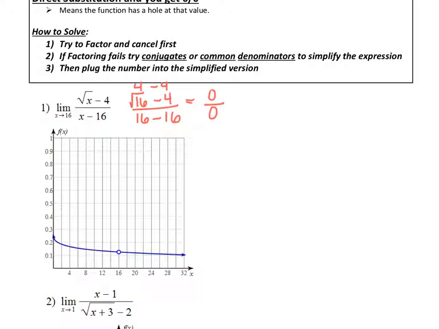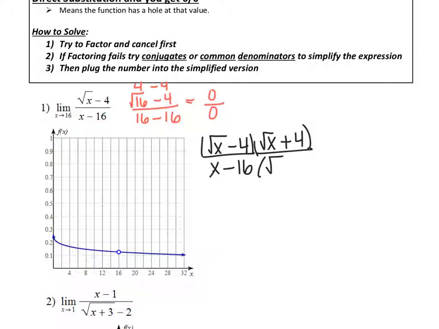So the only way that we can simplify this is not through factoring, because you can't factor anything like this, but we can use conjugates. Now you can either take the conjugate of the numerator or the denominator. So the radical is here, so let's just look here. We have radical x minus 4 over x minus 16. The conjugate of the numerator will be radical x plus 4. So we're going to take radical x plus 4 and multiply it by the top and bottom.